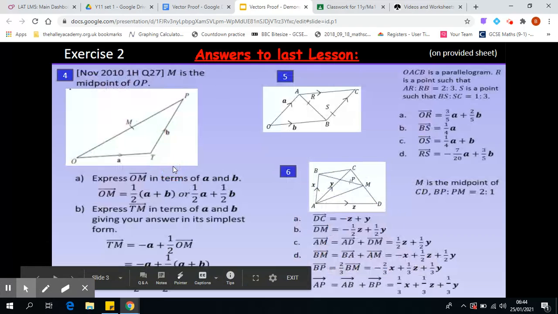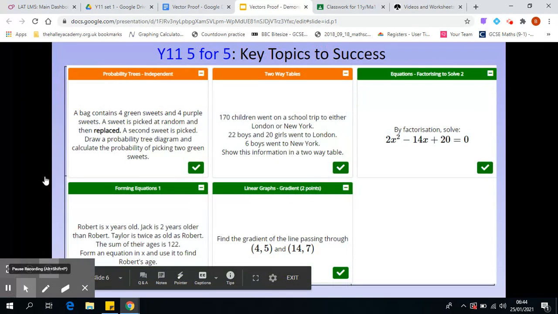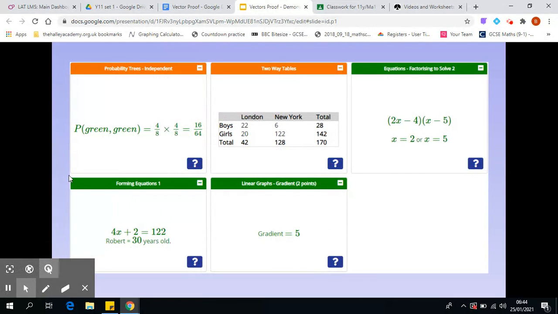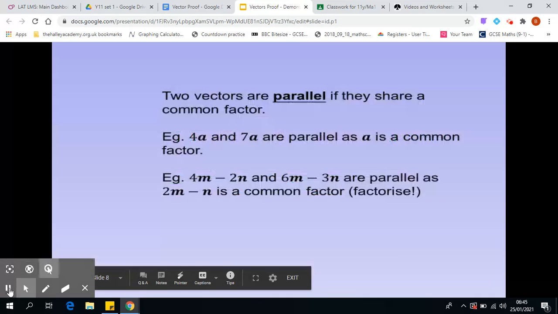Slides 2, 3, and 4 contain answers to the previous tasks which were provided last lesson. Please ensure you mark them. The 5 for 5 is in slide 6. Press pause and attempt the questions on a piece of paper or in your exercise book. Here are the answers. They're on slide 7 for your reference.